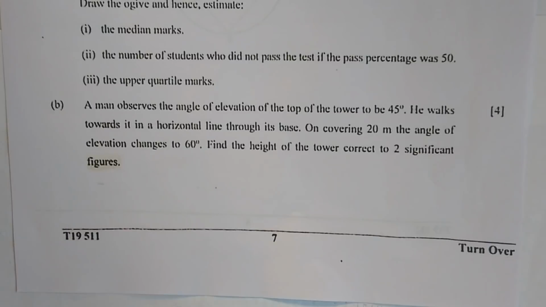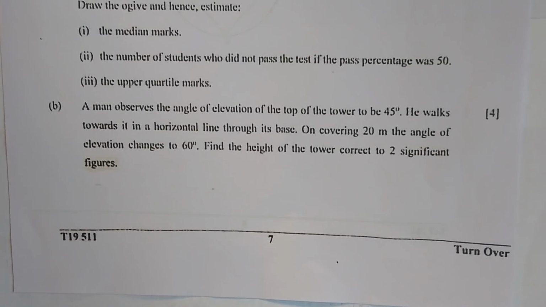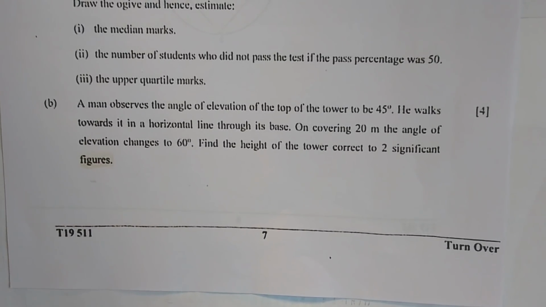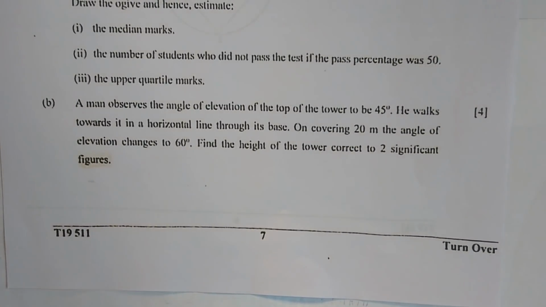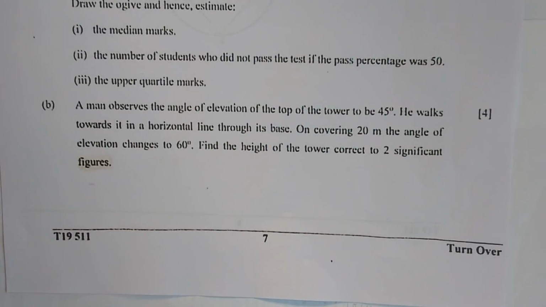A man observes the angle of elevation of the top of the tower to be 45 degrees. He walks towards it in a horizontal line through its base. On covering 20 meters, the angle of elevation changes to 60 degrees. You have to find the height of the tower correct to two significant figures. A question from height and distances.